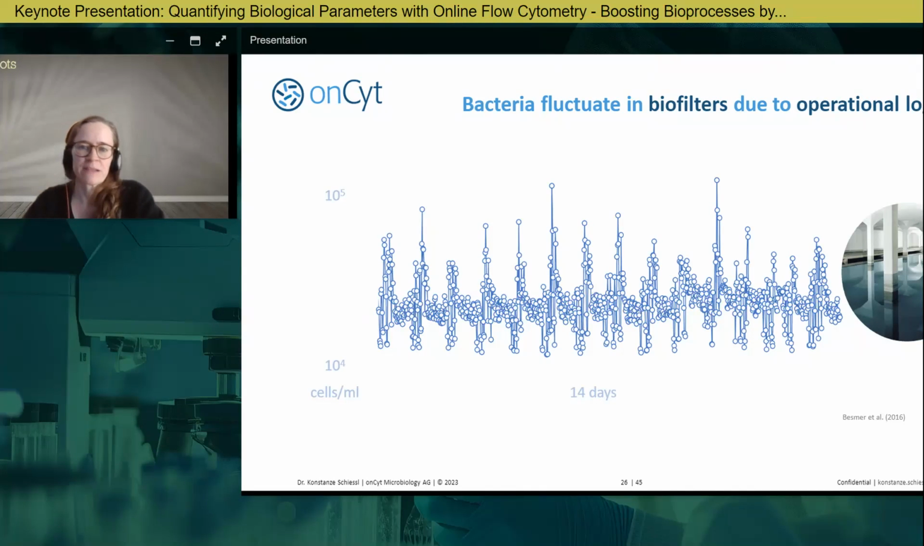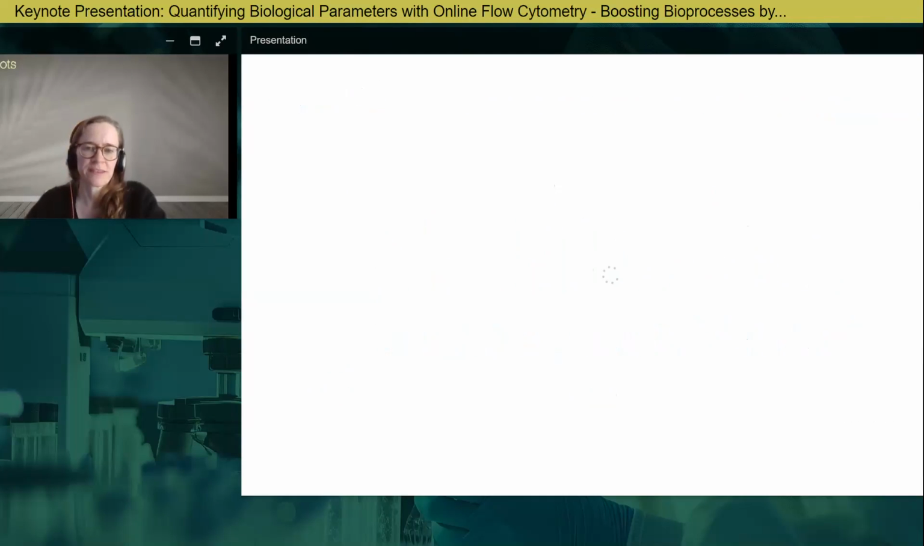Here we have a biofilter. So this is in a more industrial process in water production. And here you see these patterns that are characteristic of this process, and it's linked to how these biofilters are operated.